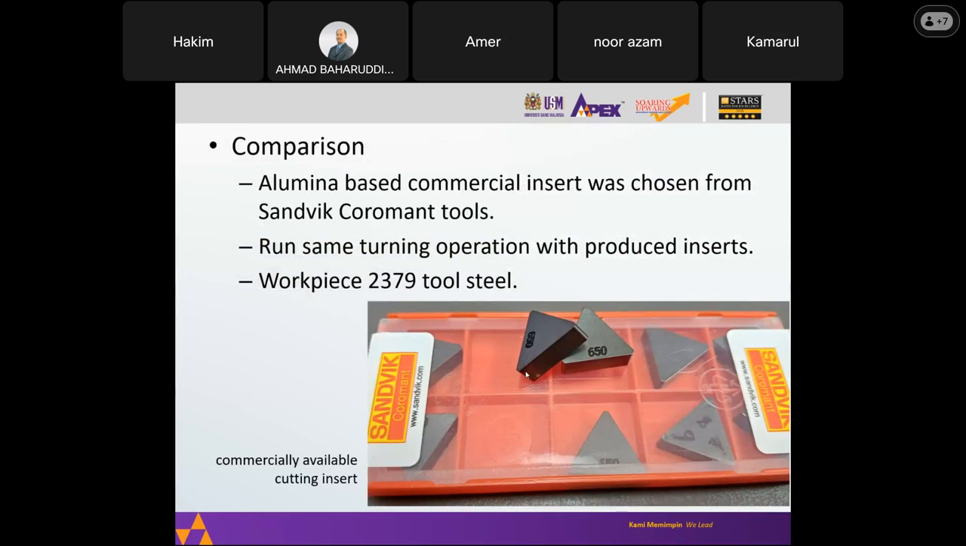So maybe after this, the next step I will perform XRD testing to find out the secret recipe, the secret material inside this insert. Okay, so this alumina based commercial insert was chosen from Sandvik Coromant. So running the same operation as the previous one, and the workpiece also the same in shape.